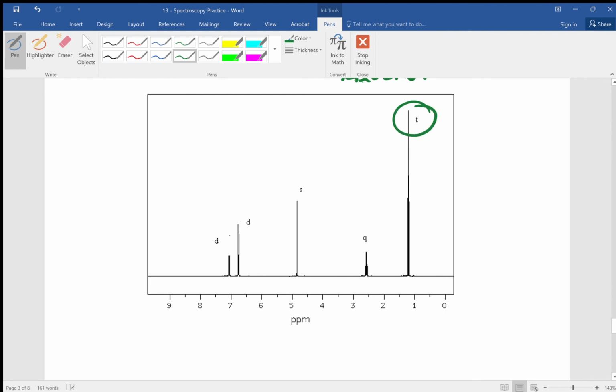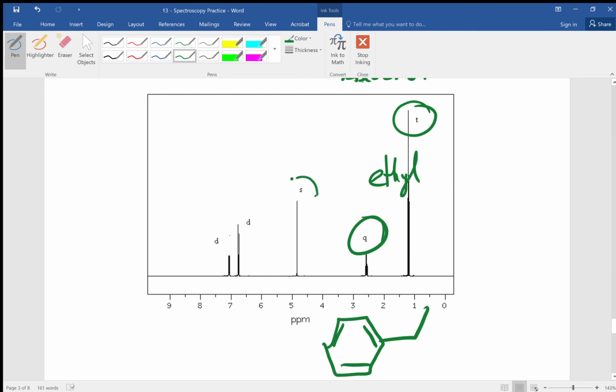Now again, we see our triplet and quartet, and so that suggests to me that we have an ethyl group. But we also know here that the ethyl is not going to be attached to the oxygen. So that suggests that the ethyl is directly attached to the aromatic ring. Then we have a singlet here representing our alcohol, and we'll put the alcohol opposite of the ethyl group because of this pattern that we've seen repeatedly, the two doublets. And so there's our structure.